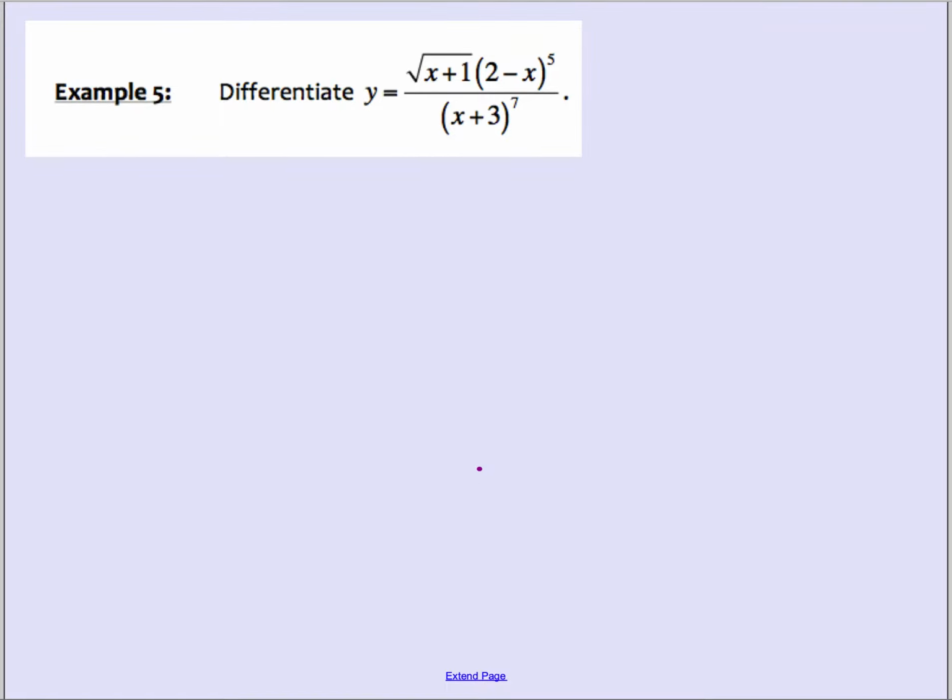All right, example 5. So I go ahead and look at this example. And again, I would see that there's a quotient rule. Okay. The numerator would be a product rule. And then in order to take the derivative of both those functions, I'd have to do a chain. So it'd be a product with two chains. And then in order to take the derivative of the denominator, it'd be another chain rule. So it's a complicated function. I would recommend using logarithmic differentiation.